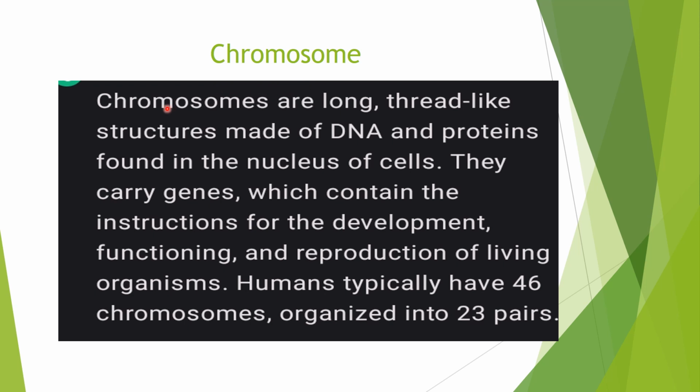What are chromosomes? Chromosomes are long thread-like structures that are made of DNA and proteins. They are found in the nucleus of cells. They carry genes and contain instructions for the development, functioning and reproduction of living organisms. Different organisms have different numbers of chromosomes. Humans typically have 46 chromosomes that are organized into 23 pairs.